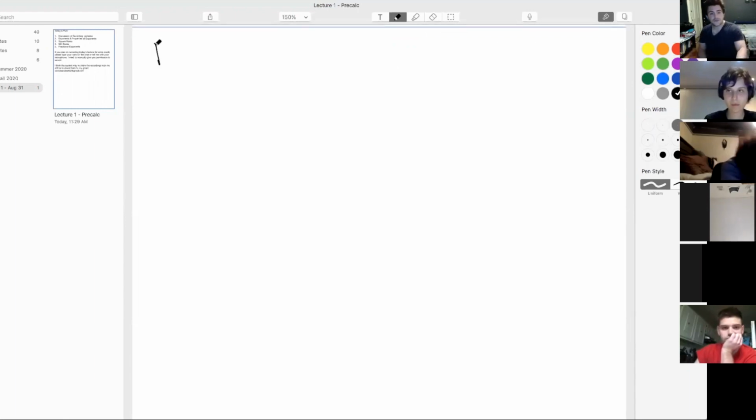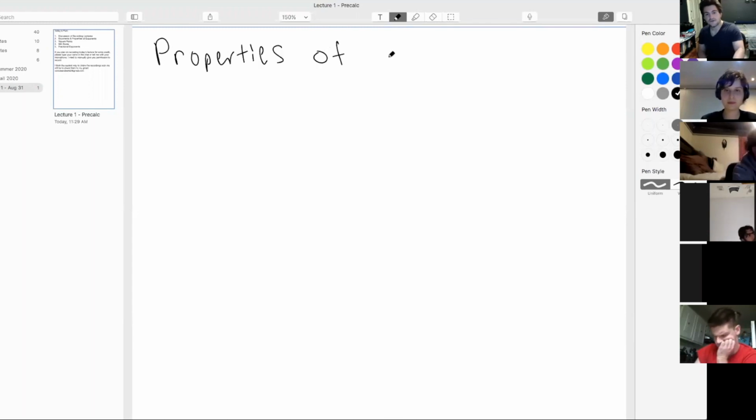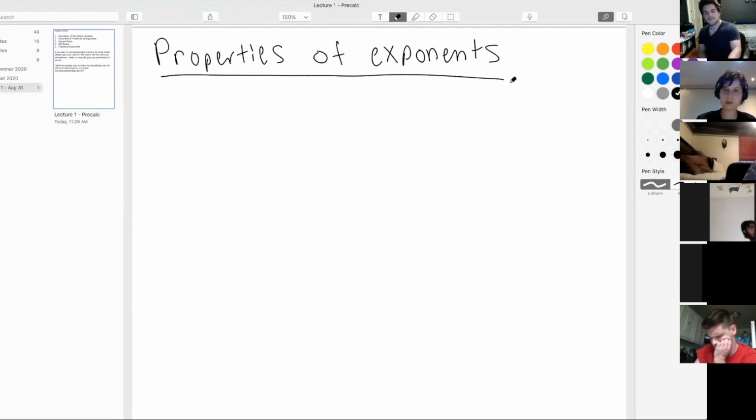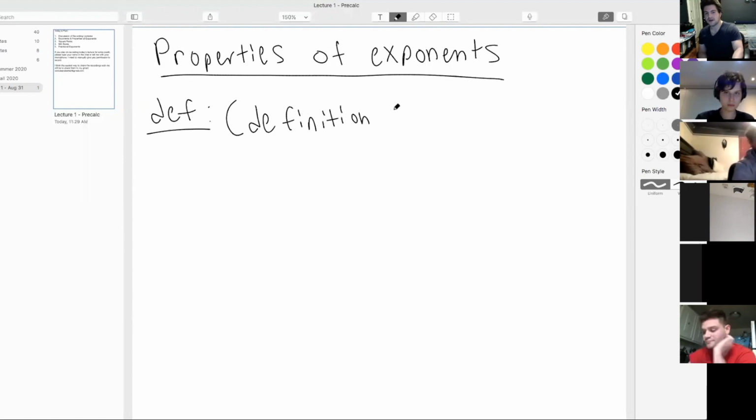All right, so let's start off. So first thing we will do is properties of exponents, okay? All right, so something I'm going to do a lot in these notes, I'm going to write something called DEF with a colon, and that just means I'm going to put a definition, okay? So this always means a definition of some word is going to follow. All right, just so we know what's up. So that's what that means.